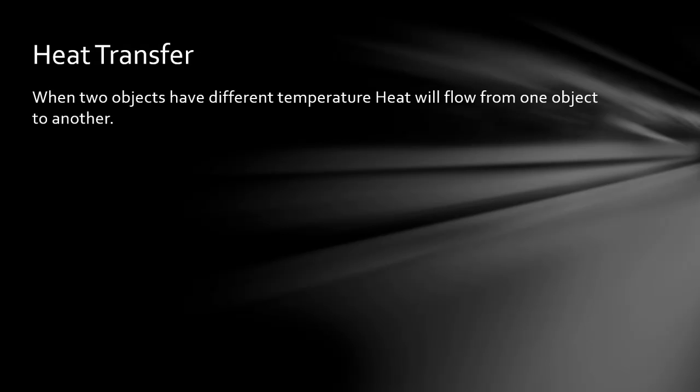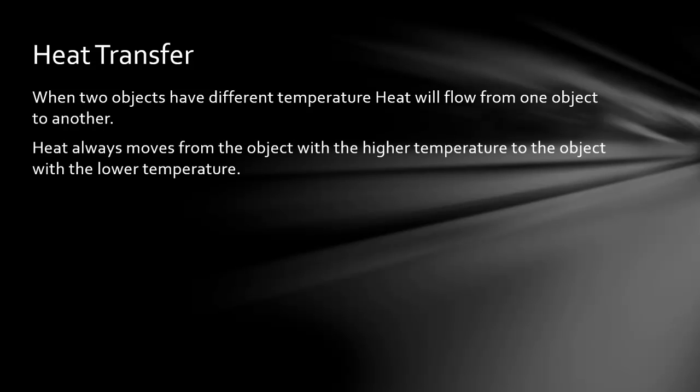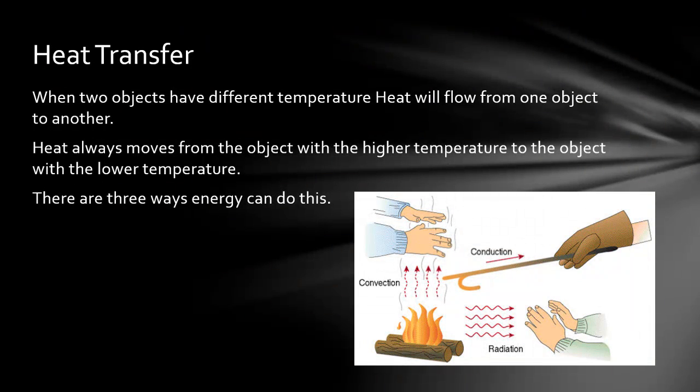Heat transfers. When two objects have different temperatures, heat will flow from one object to another. Heat always moves from the object with the higher temperature to the object with the lower temperature. There are three ways energy can move, or heat can move. The first one is conduction, which is where the atoms of two objects are in direct contact while the heat is transferred.